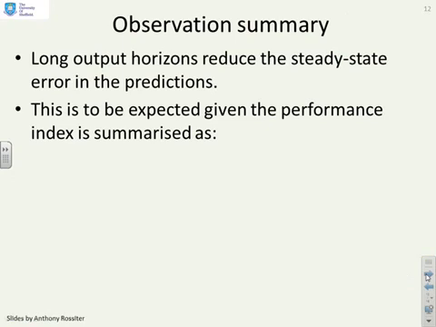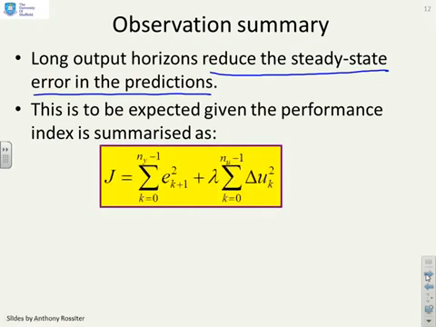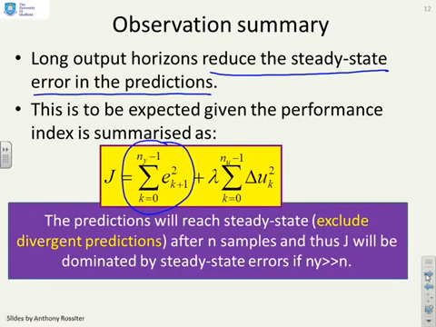Some summaries then of the observations we've made. Long output horizons reduce the steady state error in the predictions, and so the long-term predictions seem to be a lot better. And this is to be expected, because if you look at the performance index, you'll notice one of the terms is the sum of the errors squared, and clearly if you make NY very large and the predictions reach steady state after n samples, then within your cost you're going to have something of the order of NY minus n steady state errors squared. And so the steady state errors are now going to dominate J, and J will focus on making sure that those are small.